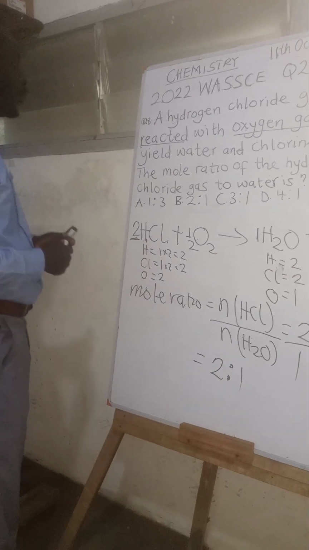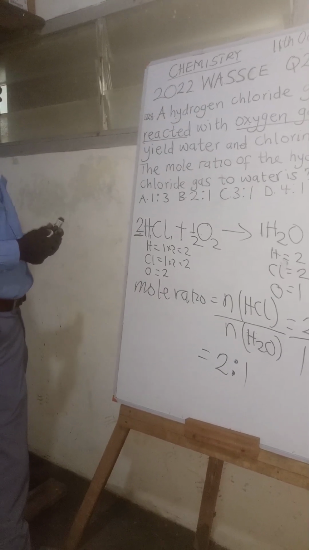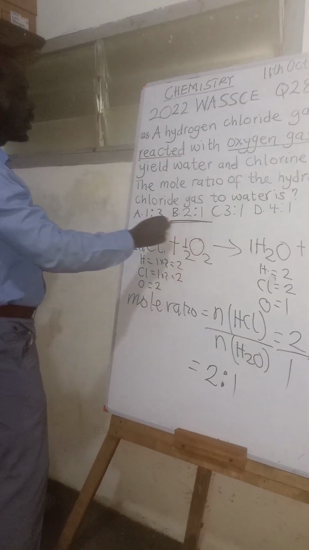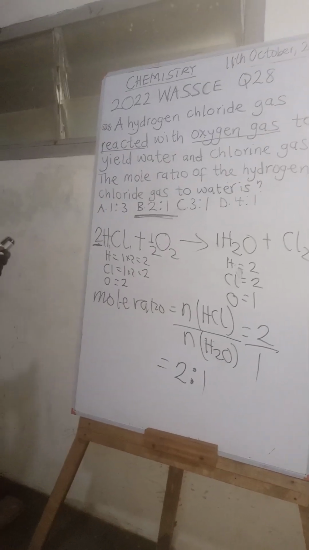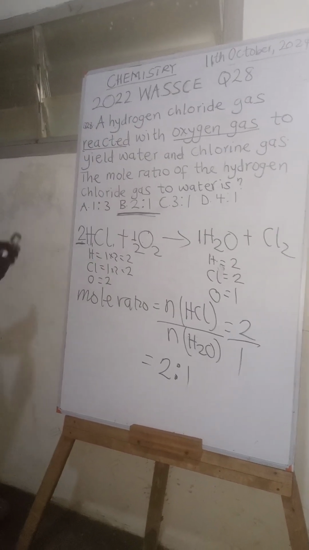So if you look at the objective answers, the correct answer will be B. The mole ratio of the hydrogen chloride gas to water is B, 2:1. Thank you.